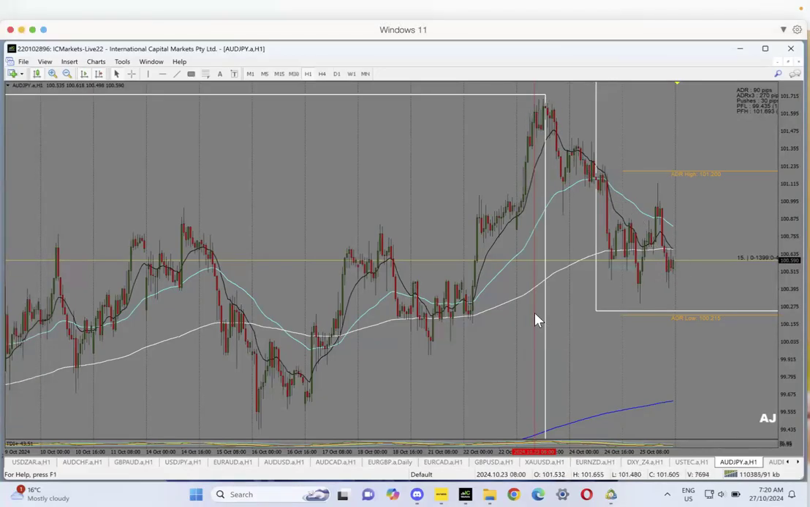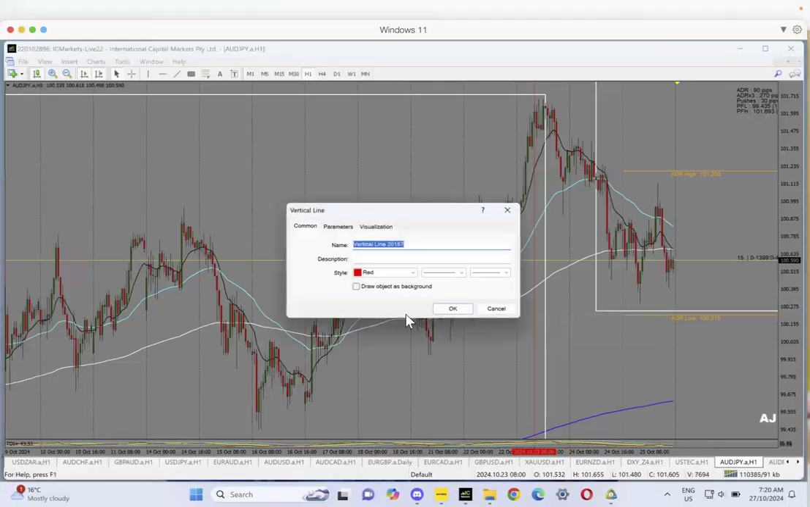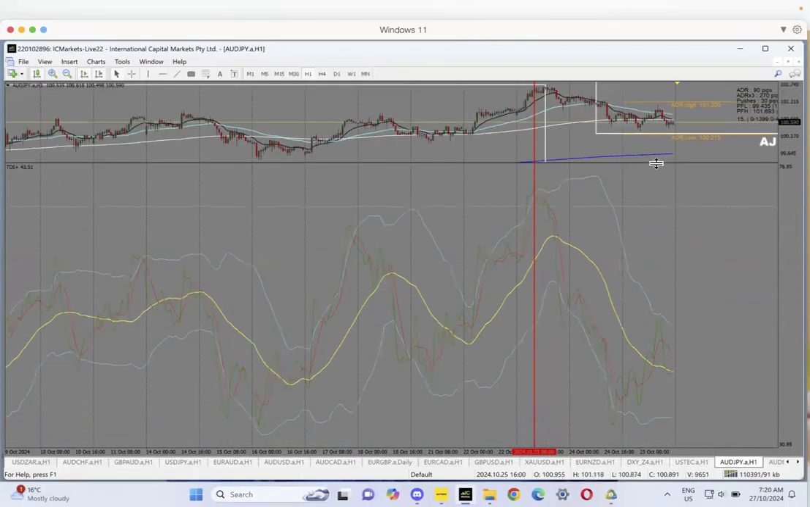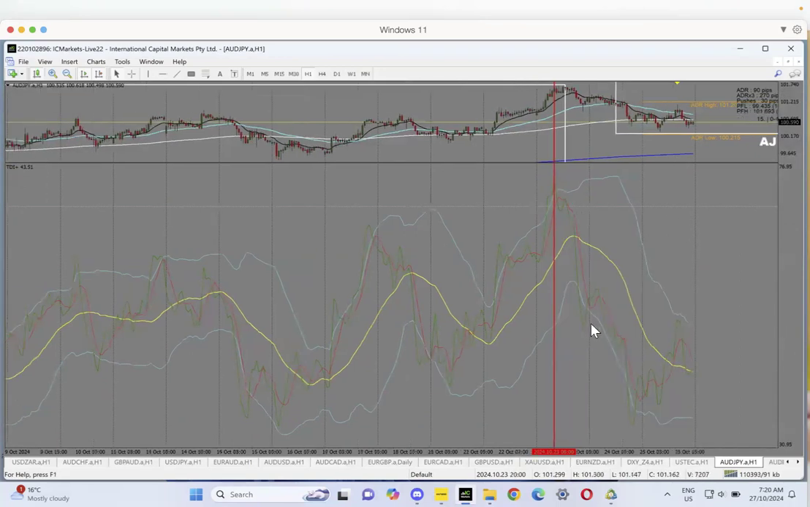All right, let me try and make this line bold so you guys can see it. So this is where my shark fin is, okay? This is where my shark fin is. All right.